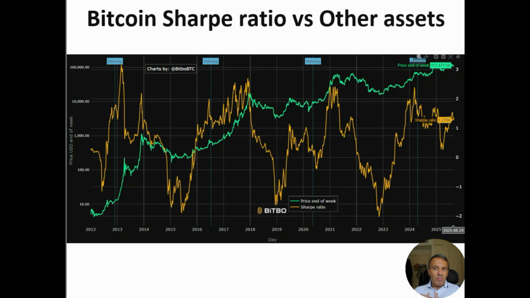If you compare Bitcoin's Sharpe ratio with other assets like equities, bonds or gold, it helps investors understand whether the reward justifies the volatility. If Bitcoin consistently shows a strong Sharpe ratio over a period of time, it validates Bitcoin as a serious portfolio asset, not just a speculative bet. So that's the key point of this chart.